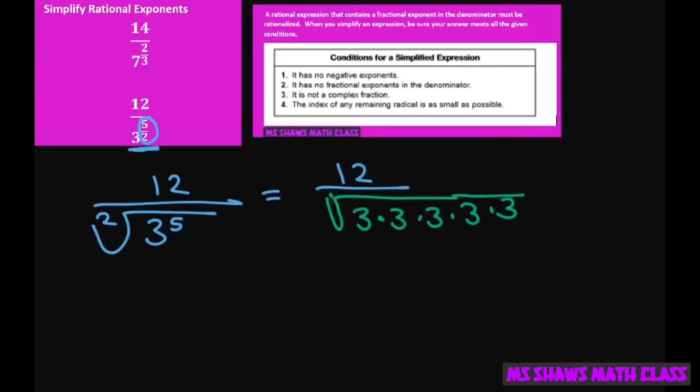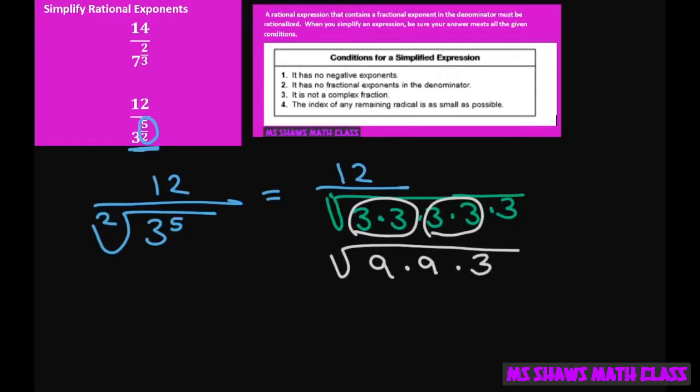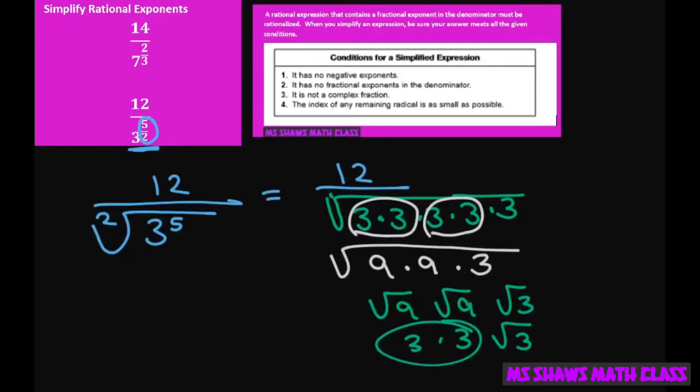All right. So basically, I can also write this as 9 times 9 times 3. So what I can do with this is separate it out as square root of 9 times square root of 3. So this is going to be 3 times 3 times square root of 3. So what we get here, that's 6. So now really what I have in my denominator is 12 divided by 6 square root of 3.